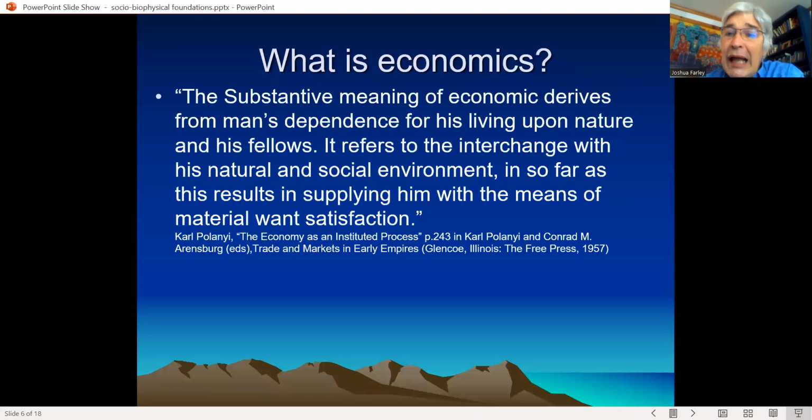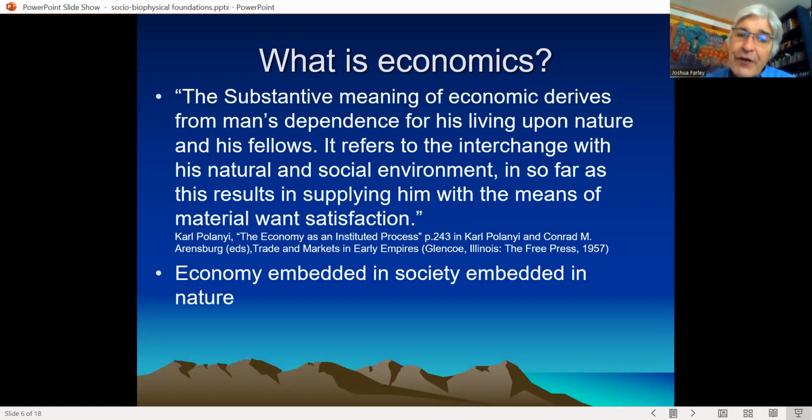And this comes from Polanyi, a noted political economist. And he says the substantive meaning of economic derives from man's dependence for his living upon nature and his fellows. It refers to the interchange with his natural and social environment insofar as this results in supplying him with the means of material want satisfaction. So this says that the economy is about provisioning, meeting our material needs, and to do so, we must interact with each other, with society, and with nature.